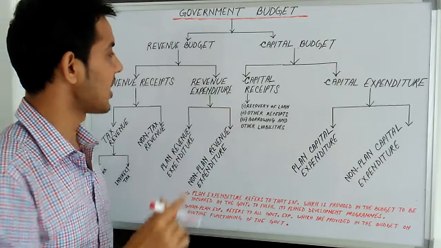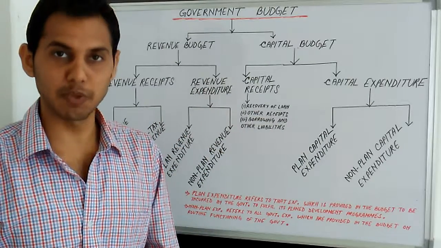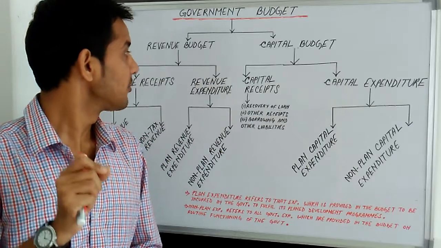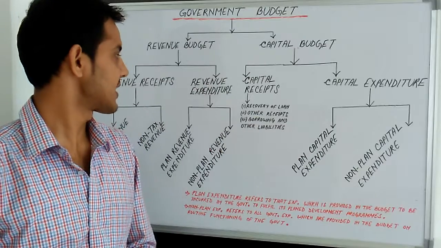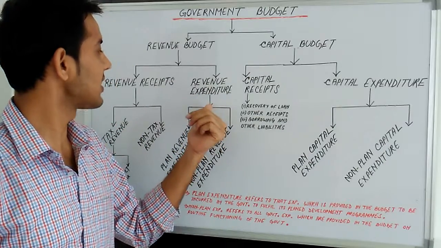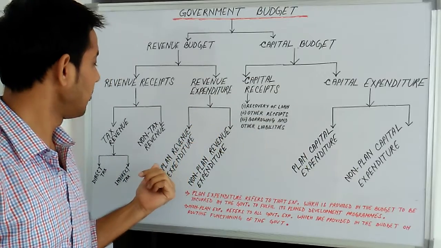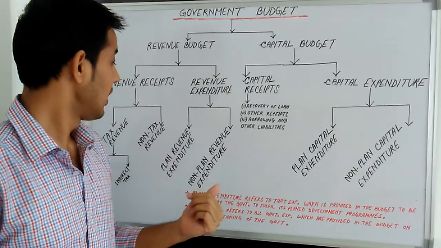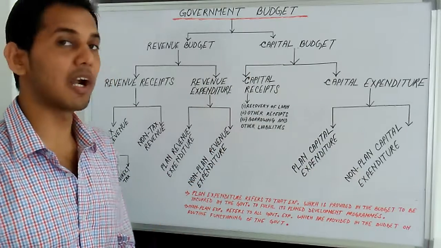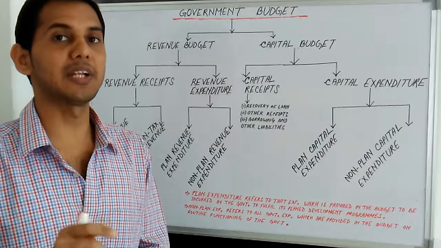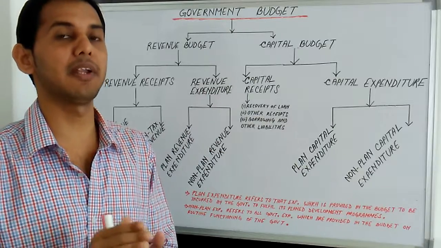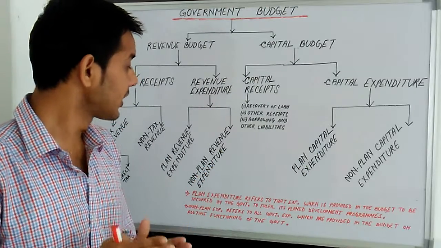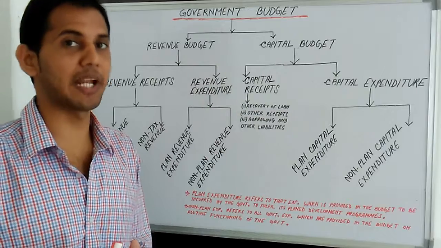Next, revenue expenditure. So revenue expenditure refers to all those expenditures of the government which do not result in creation of physical or financial assets. So revenue expenditure is classified into planned revenue expenditure and non-planned revenue expenditure. So planned revenue expenditure relates to central plans and central assistance for state and union territory plans, and non-planned expenditure includes all expenditure other than planned expenditure.